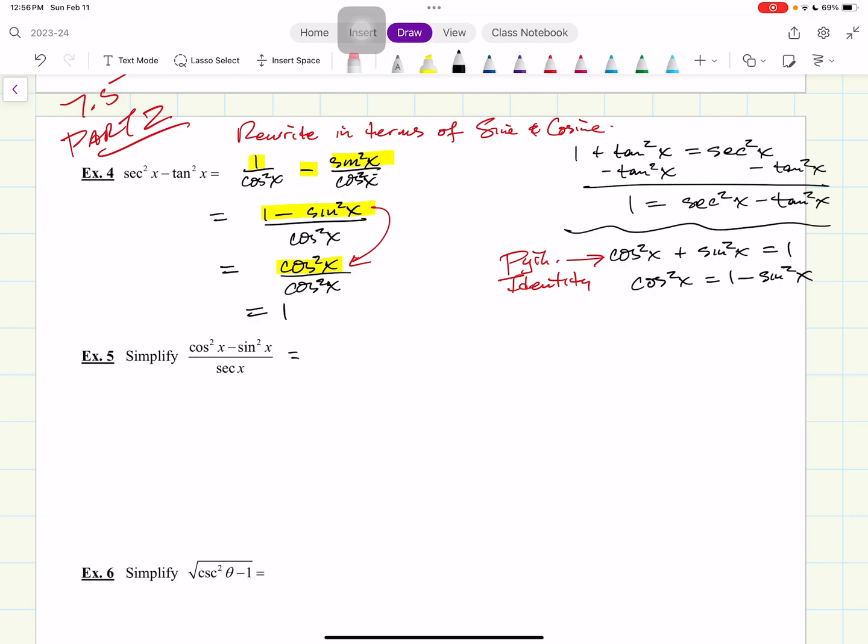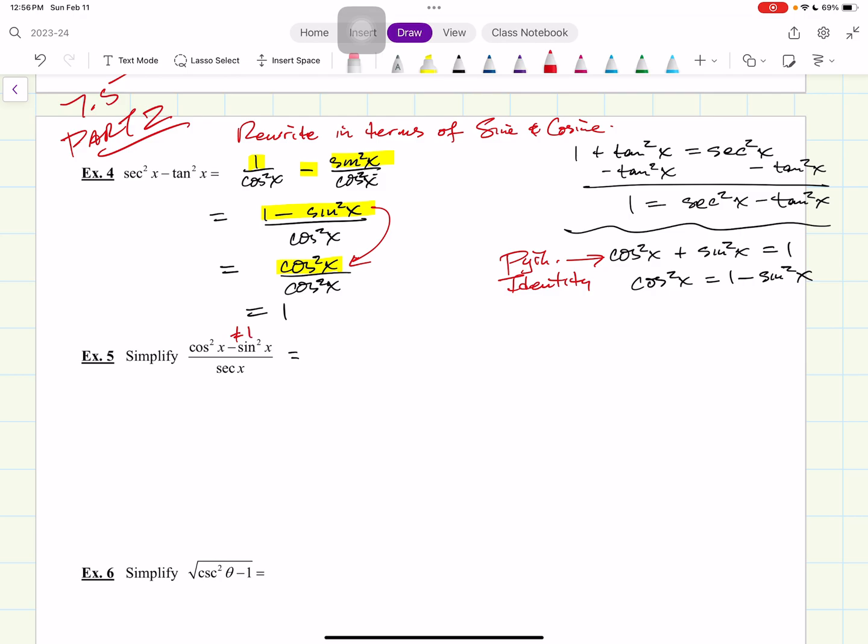All right, now the numerator is not the Pythagorean identity. This is cosine squared x minus sine squared x, divided by secant. So the numerator is not equal to 1. That's a very, very common mistake. It is not a sum, it's a difference. So the numerator is not equal to 1. I'm going to make a little note of that. Okay, not equal to 1.